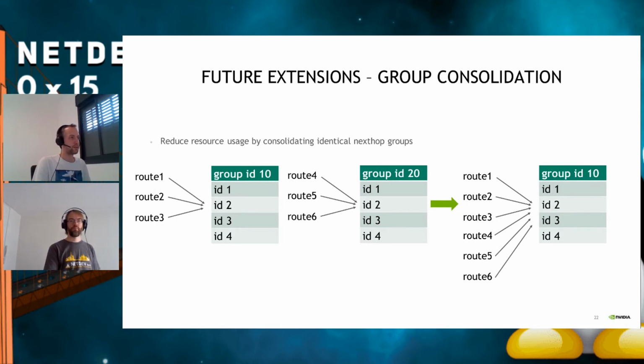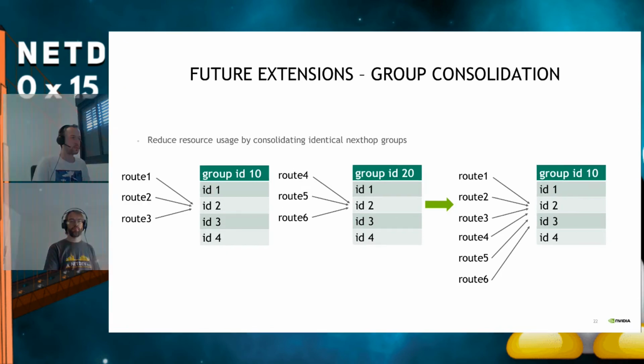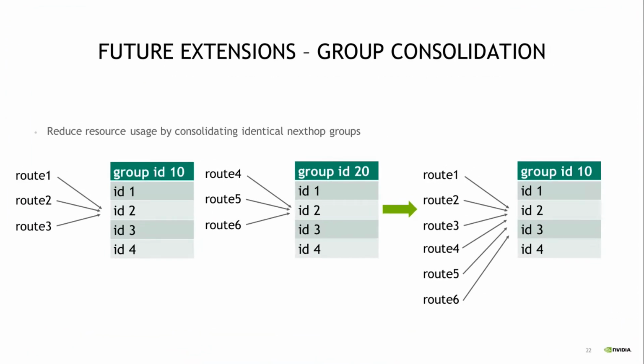But we do not need to have these two identical NEXTHOP groups. We can have all the routes that are pointing to NEXTHOP group 20 point to NEXTHOP group 10 and then delete NEXTHOP group 20. At least in the case of hardware offload, this allows us to save 4 adjacency entries, which is not very considerable, but let's look at the next slide.